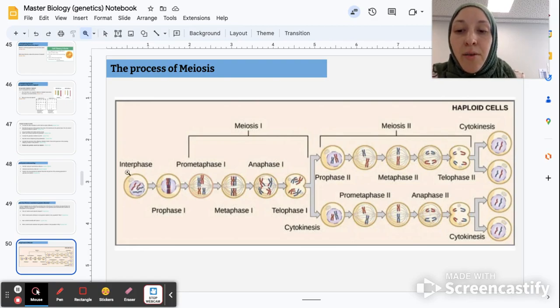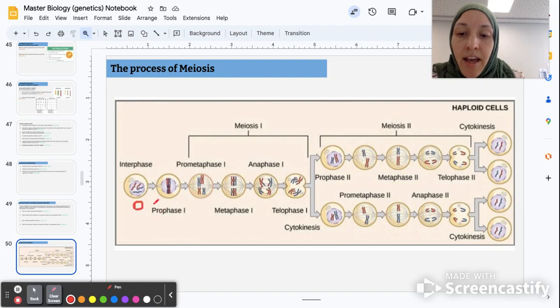This cell at the beginning here is diploid, and our cell stays diploid. Now we go into prophase 1, prometaphase, and metaphase 1, and the chromosomes are now aligned down the center of the cell.